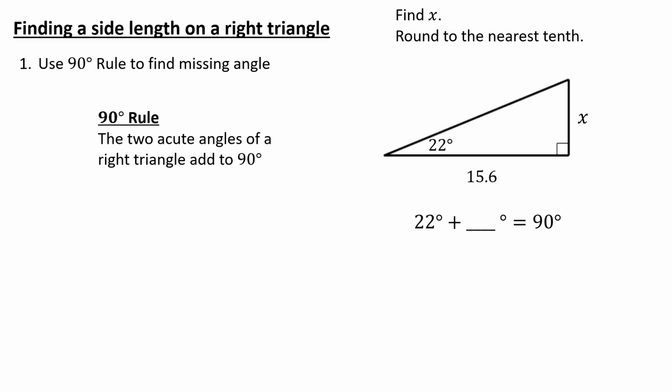You could subtract or you just do guessing, but you'll eventually find out that the other angle has to be 68. Those two numbers add up to 90, and that makes the whole triangle add up to 180, which triangles do in an angular sense.